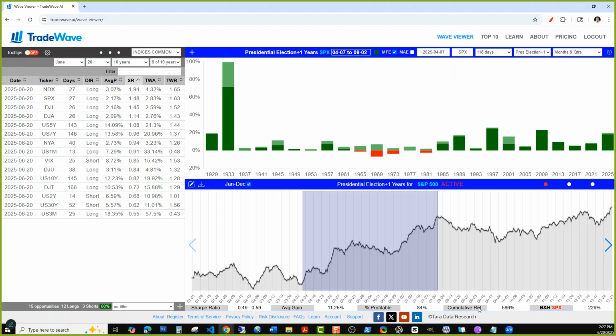Look at the cumulative return. The cumulative return of just these 118 days that we selected is 586%. But if you just bought and held the S&P 500, every single PE plus 1 year, you would have only had 229%. You would blow away the gains of the year while being in the market one third of the time. Beautiful. This is the reason I said the broader markets should go up.